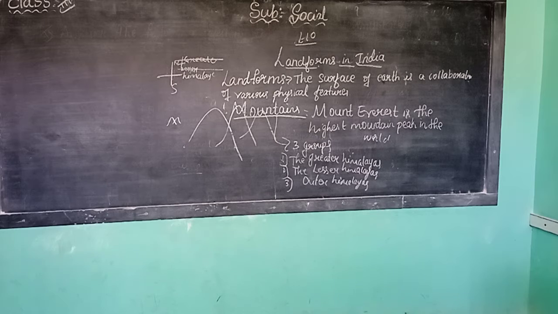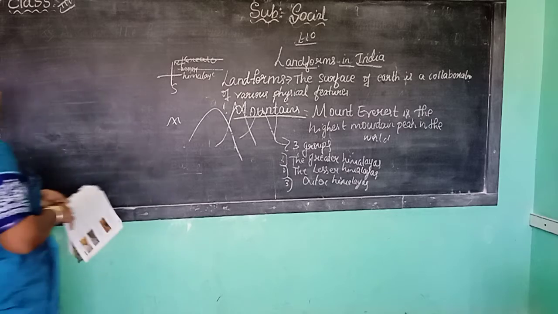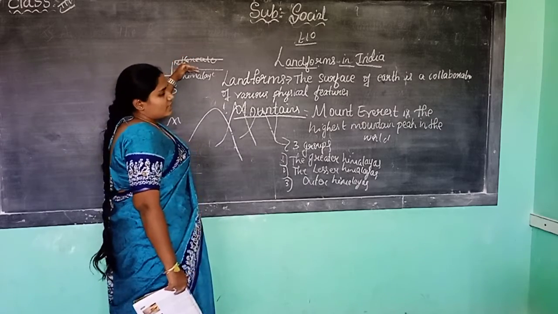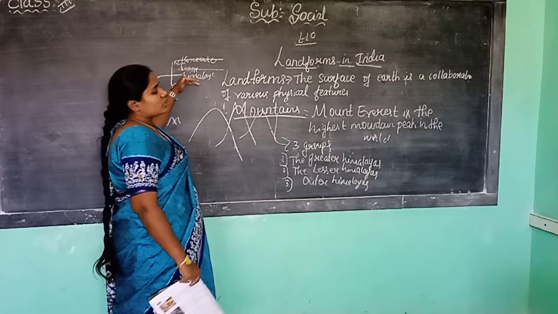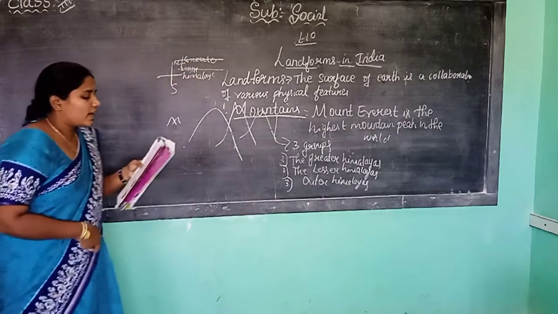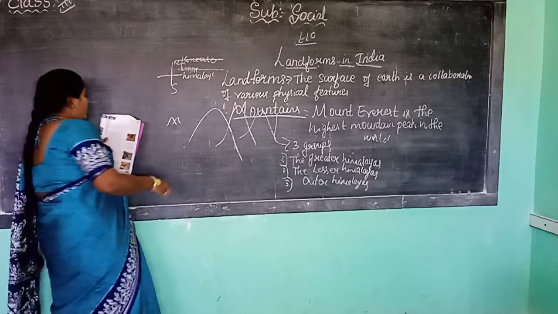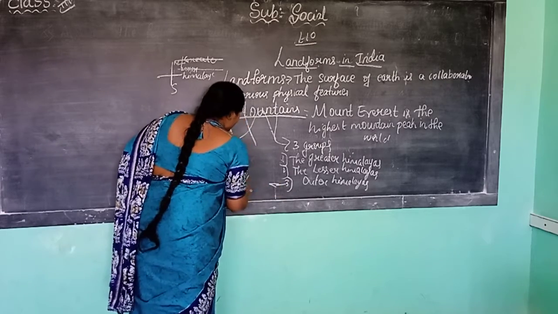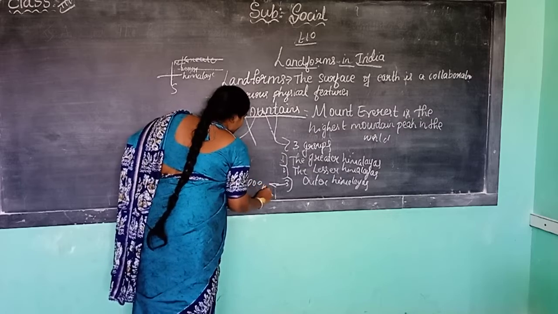Next is the Outer Himalayas. This is the southernmost range of the Himalayas. Greater Himalaya is the northernmost. In the middle there is the Lesser Himalaya. So the southernmost is known as the Outer Himalaya. What is the height of the Outer Himalaya? This is 1,000 meters.